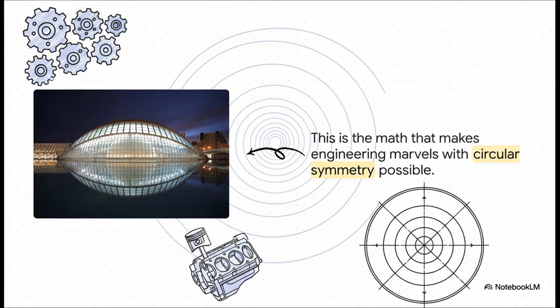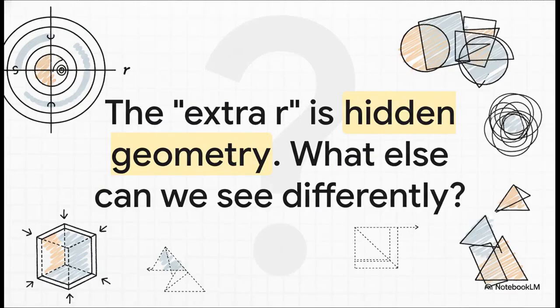This is the kind of math that lets us build everything from jet engines to amazing architecture. So that extra r isn't just a rule, it's hidden geometry. Makes you wonder what else we're missing, right?